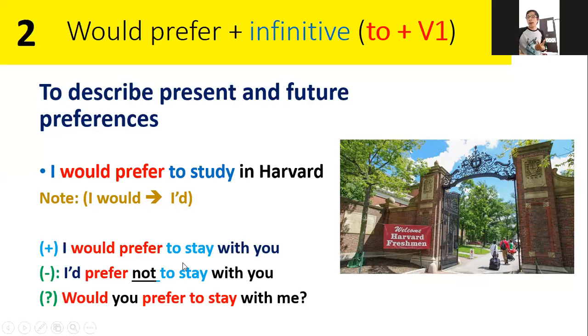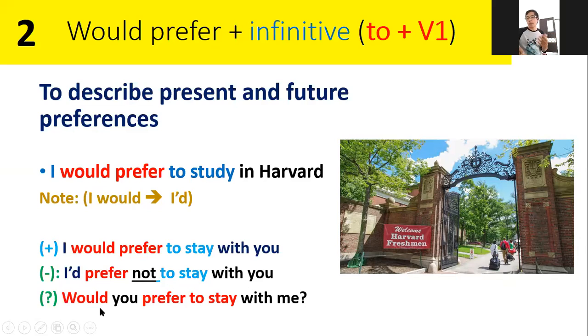Here is another sentence in the positive: I would prefer to stay with you. And this one is negative: I prefer not to stay with you. Please notice the negative sentence. We don't put "not" after "would", but we put "not" after "prefer". So after prefer: I prefer not to stay with you.